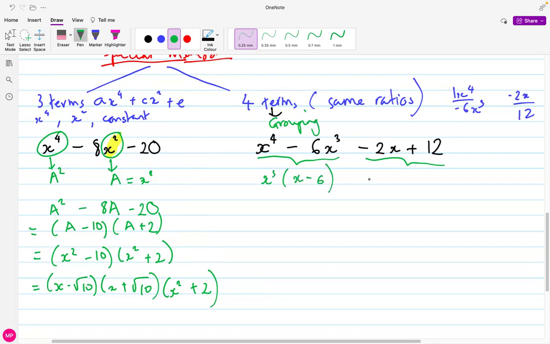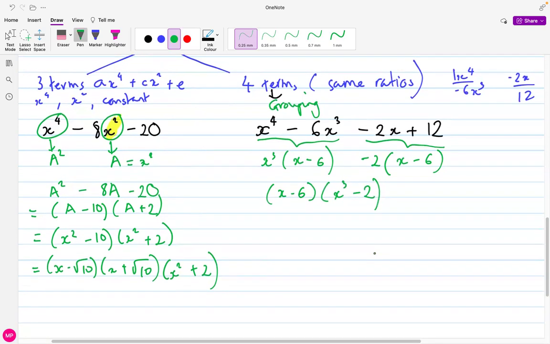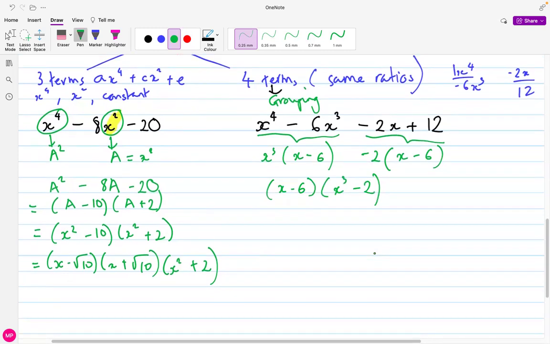Then the highest common factor here is minus 2. Then you have x minus 6 left. And because you can see they have the same ratio, the inside of the bracket will be the same. So you take x minus 6 out as a common factor. Then inside you would have x cubed minus 2. There you go. So this is a lot faster than using the traditional methods.